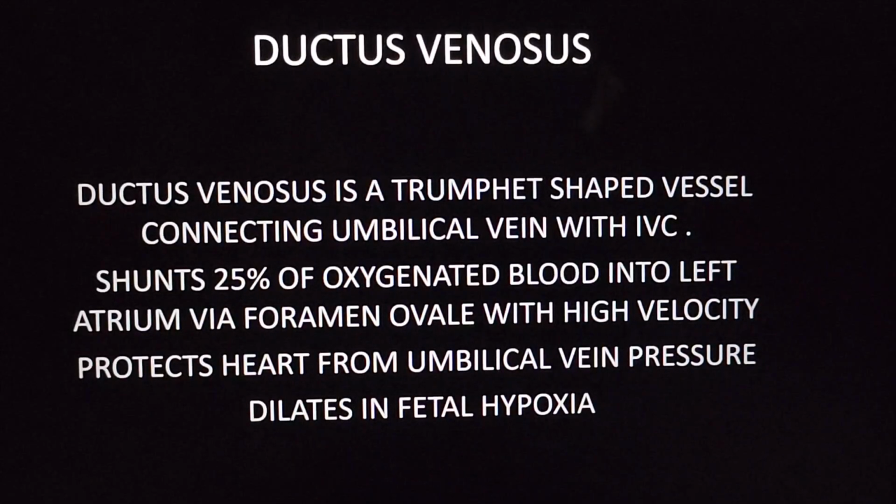Also you can see that the high maternal pressure in the umbilical vein is dampened by the ductus venosus, and this pressure is obliterated and the right heart is saved from the high maternal umbilical vein pressure. So the ductus venosus also protects the heart by preventing the high maternal pressure falling on the heart. In fetal hypoxia, the ductus venosus dilates and allows more oxygenated blood to bypass the right heart and go into the left heart of the fetus.